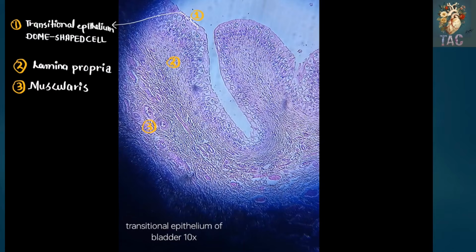Here is another slide of the urinary bladder at higher magnification, and here you can observe the types of cells which are present. These are the typical dome shaped cells of the transitional epithelium. Here you can see the lamina propria and then the muscularis.